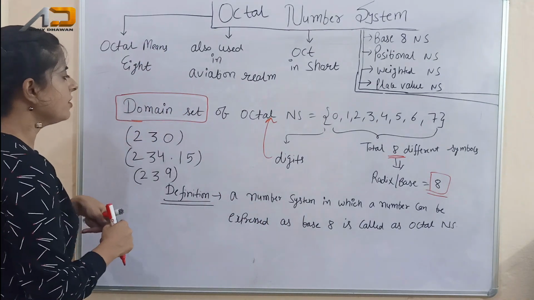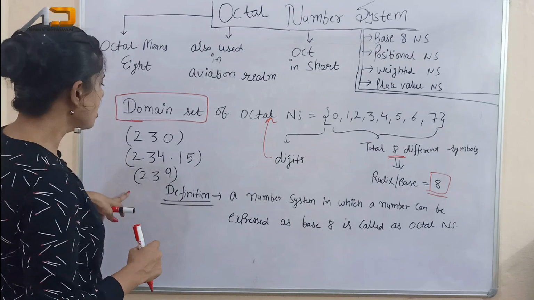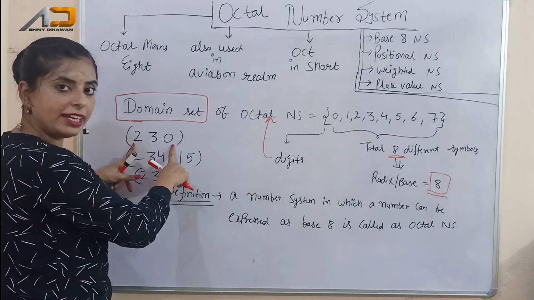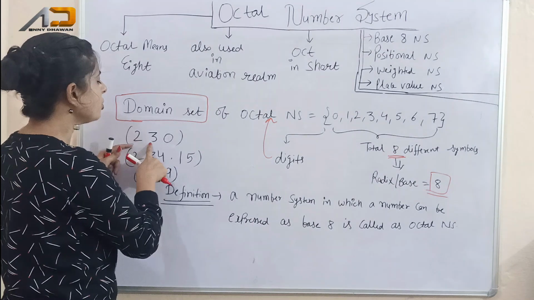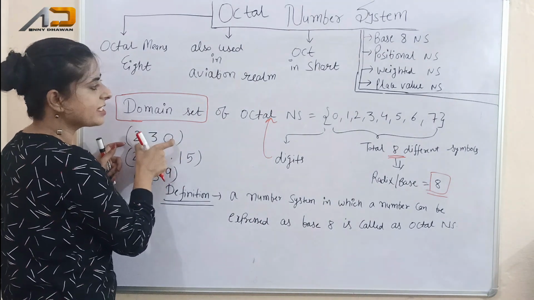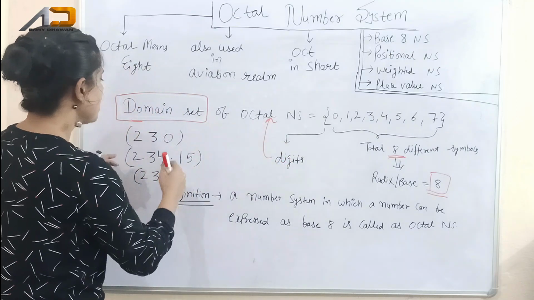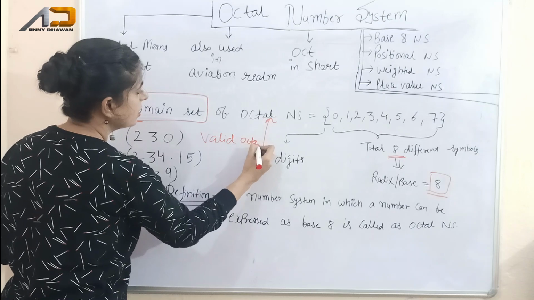Now let's take an example of some of the octal numbers. 230 is a valid octal number. Why is this a valid octal number? Because in 230, all the three digits belong to the domain set of octal number system. So it's a valid octal number.